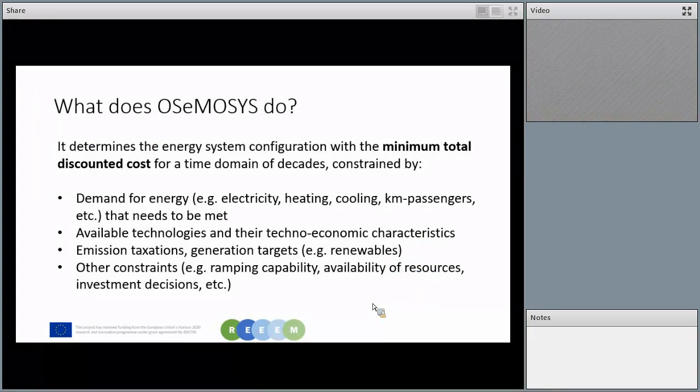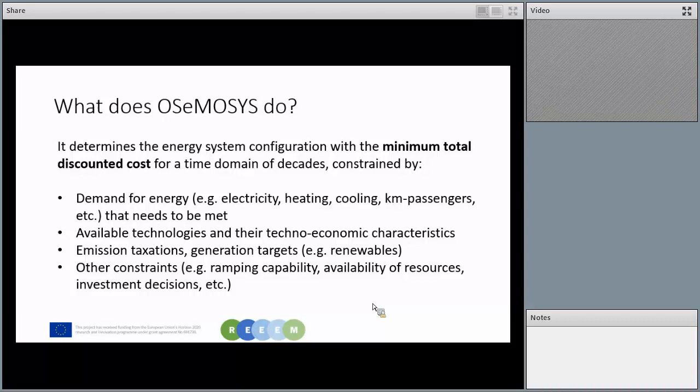Summarizing what OSMOSYS does, it is minimizing the overall discounted system cost of the system models. And this is on a domain of decades. And this minimization is constrained by the boundary conditions the user applies. So, for example, the characteristics of the technologies, emission taxation, or other constraints like the availability of resources.